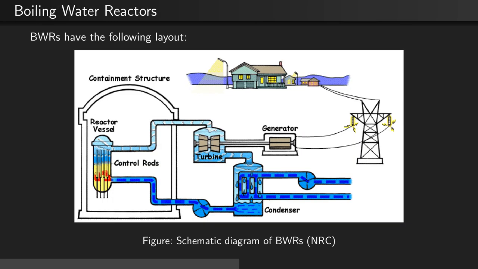BWRs have the following schematic layout. Inside of the reactor vessel is the core as well as the control rods. Water is directly boiled by the core. The steam that is produced here is taken to a turbine, which turns a generator, which produces the electricity. The water is then cooled via the environment through a secondary loop and returned back to the core.